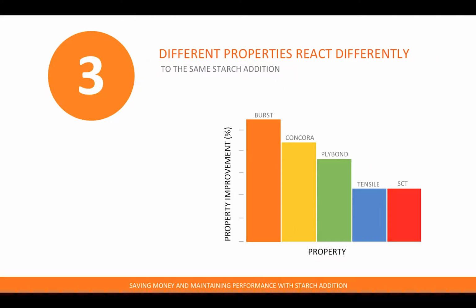The third thing we need to know is that different properties respond differently to the same amount of starch addition. So here's an example. We've got burst and Concora and ply bond, tensile and SCT. And you can see that of them all, burst will respond the most as a percentage improvement to starch addition.